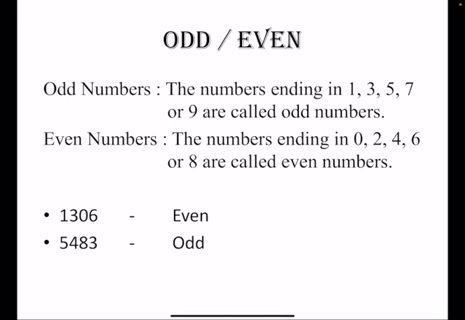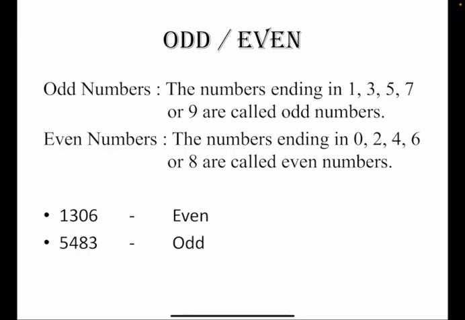Now next topic is odd and even. You all know how to determine the numbers which are odd and which are even. So all the single digit numbers from 0 to 9 are divided into 2 groups. Odd numbers, you can see the definition here: the numbers ending in 1, 3, 5, 7 or 9 are called odd numbers. And the definition of even numbers is: the numbers ending in 0, 2, 4, 6 or 8 are called even numbers.